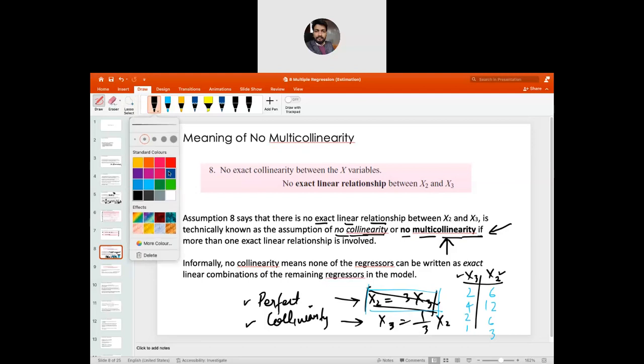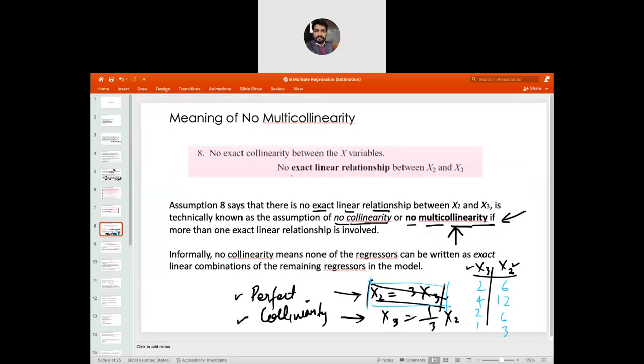So we assume that in our population regression function or the regression equation, we do not have x2 and x3 such that you can get one of them from the other one, right? So this is the assumption of no perfect multicollinearity, which is violated in this case because you can get x2 from x3, right?